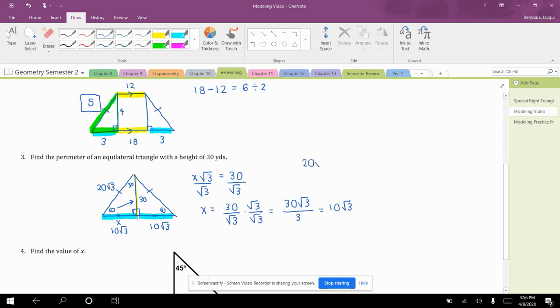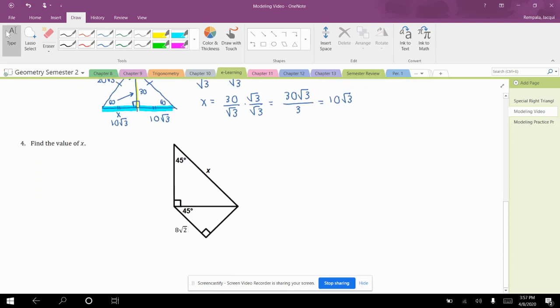And so because we want the perimeter and there are 3 congruent sides, I'm going to multiply 20 root 3 by 3. And so 60 root 3. And notice that we have units. So 60 root 3 yards would be the perimeter of this equilateral triangle.